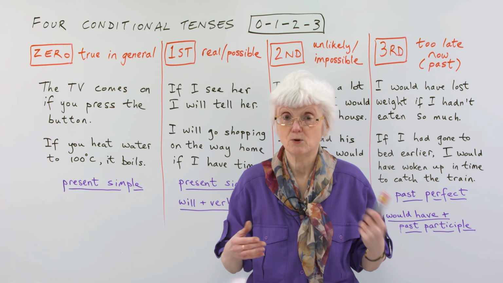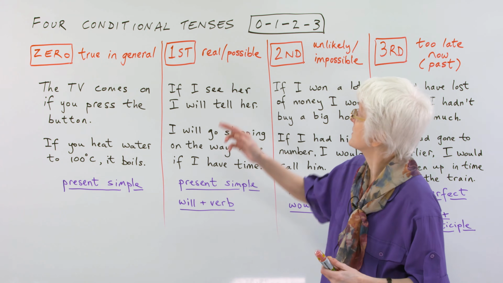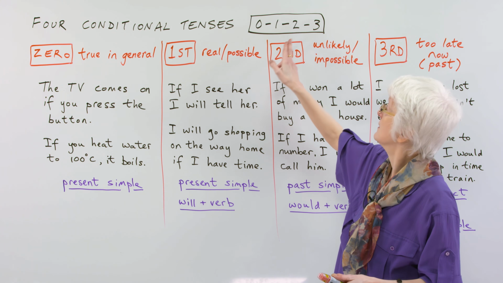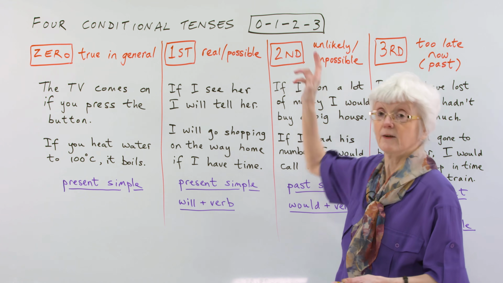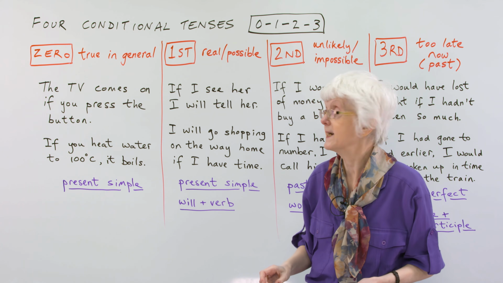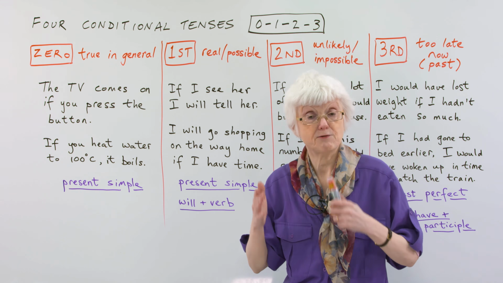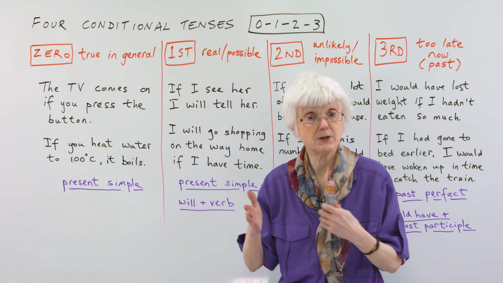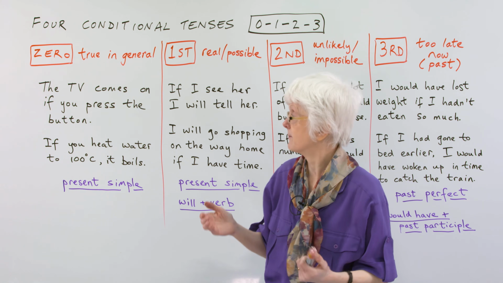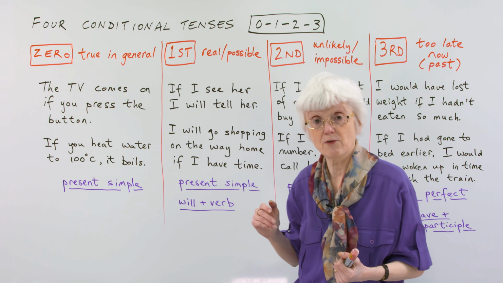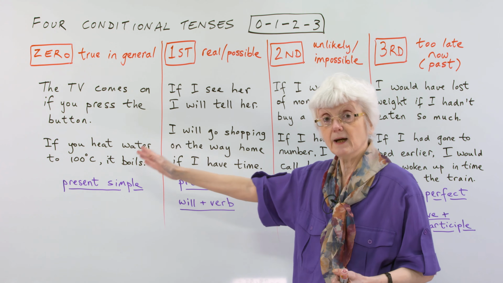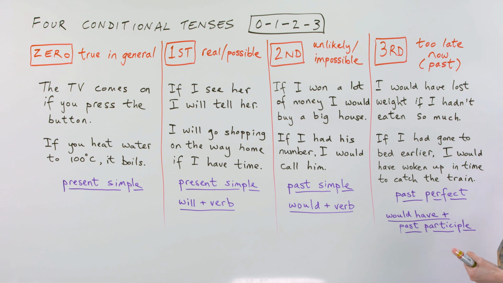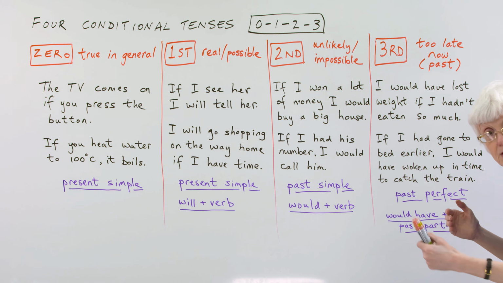Okay, so you may already be familiar with this: the zero conditional, first conditional, second conditional, third conditional. Okay, and they all have a slightly different way of being constructed, the way you put them together with different tenses. Okay, so let's just run through them, and hopefully, as you can see all 4 on the board together, you can see the differences between them.